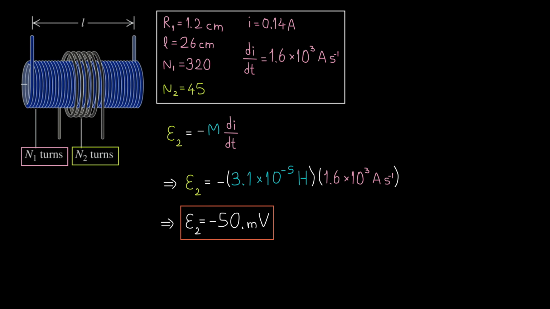For that, we can use the mutual inductance and the time rate of change of the current in the solenoid. So the EMF induced in the coil is equal to negative M times di dt. When we plug in the numbers, we get negative 50 millivolts for the EMF induced in the coil, keeping two significant figures.